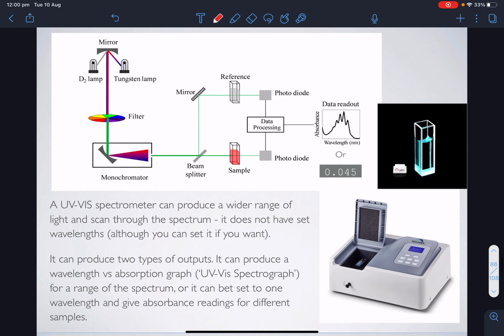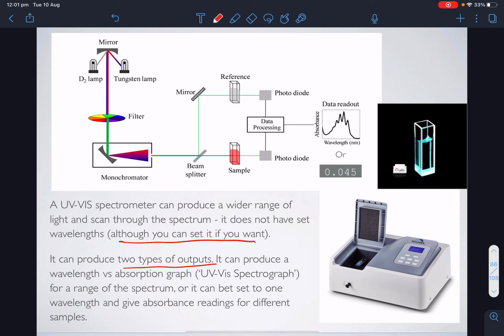All right, let's look at how a spectrophotometer works, a UV vis, so the whole thing that can measure all the wavelengths. Okay, so it doesn't just scan at those certain wavelengths; it can produce light at any of the wavelengths between 100 and 700 nanometers from memory. Okay, it does not have set wavelengths, although you can set it as if you want. You can just set it to one wavelength and measure absorption and use it like a colorimeter, okay? But you can also set it to measure the absorbance for all the wavelengths.